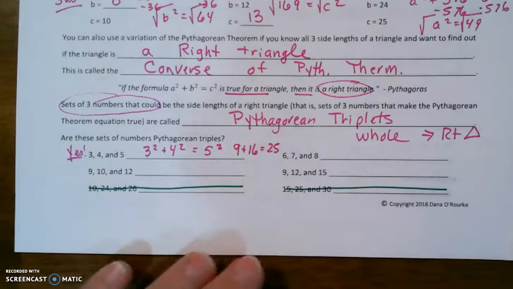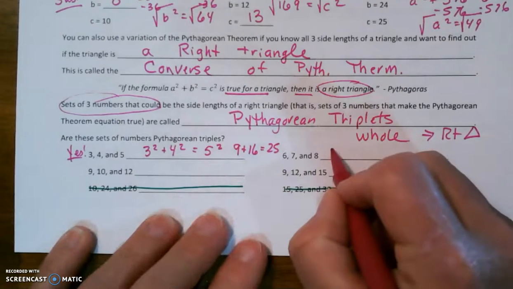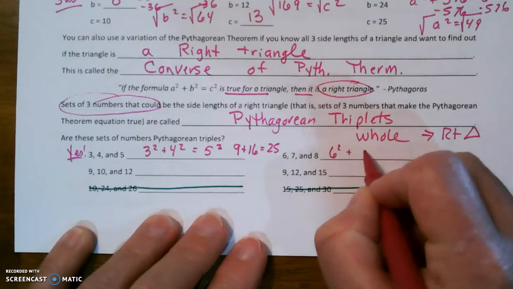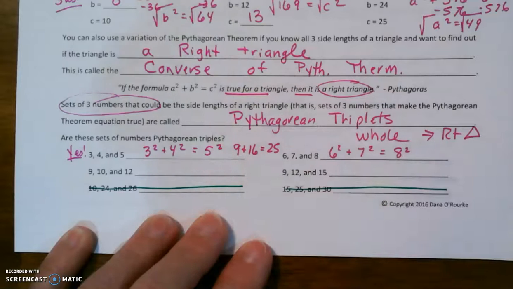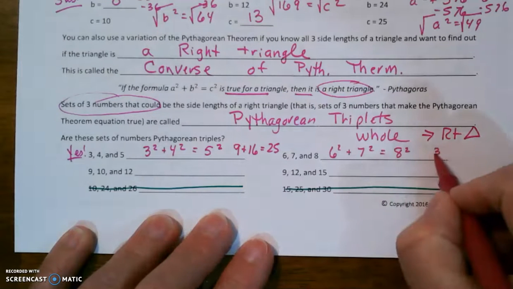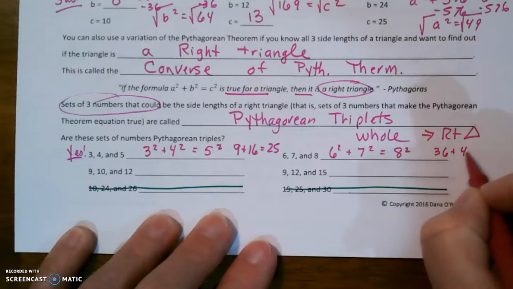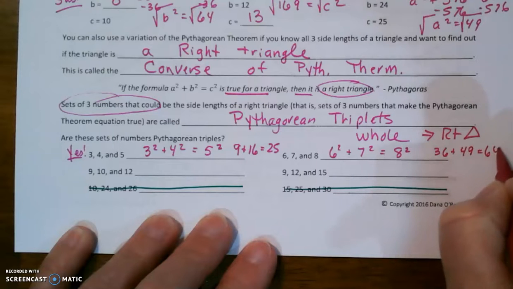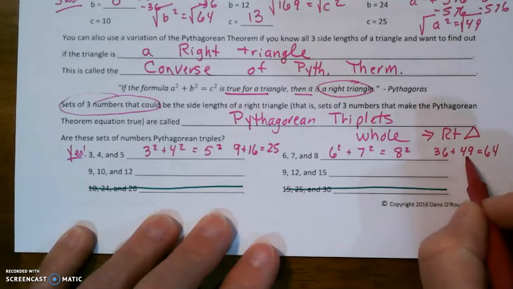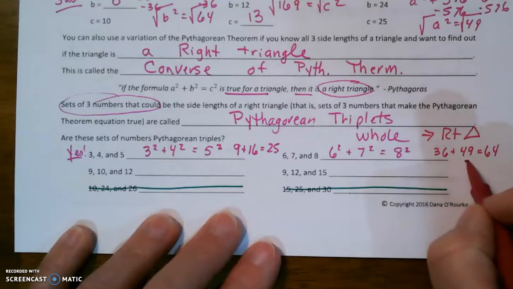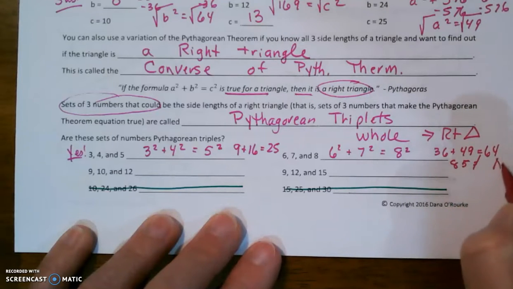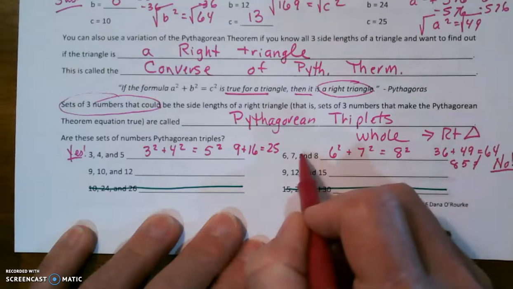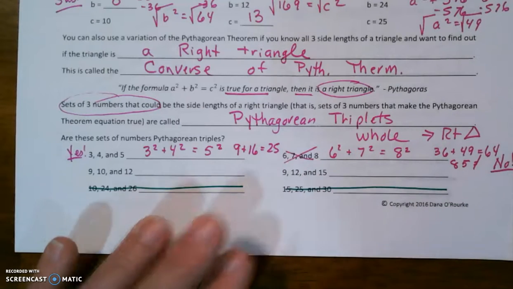Let's see if 6, 7, and 8 works. 3, 4, and 5 works. Why not 6, 7, and 8? Well, let's see. 6 squared plus 7 squared, does that equal 8 squared? So 6 squared is 36, 7 squared is 49, 8 squared is 64. 36 plus 49 is going to equal 85, and 85 does not equal 64, so this is not a Pythagorean triplet.